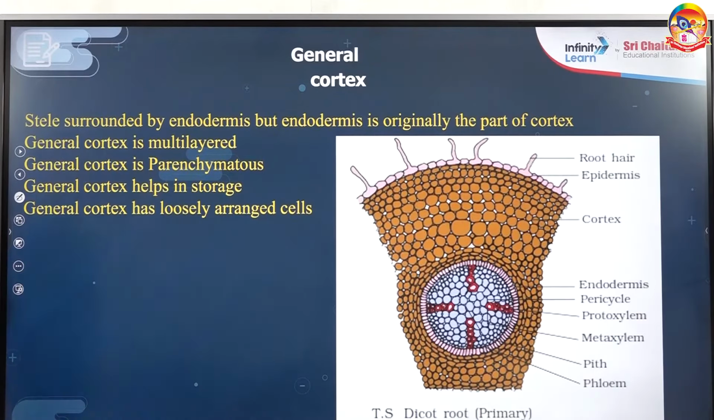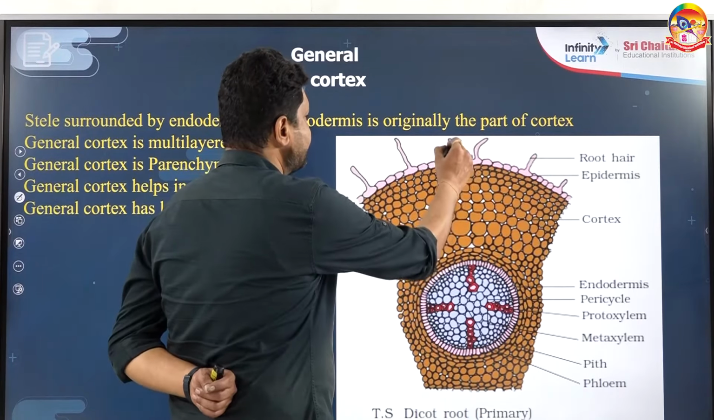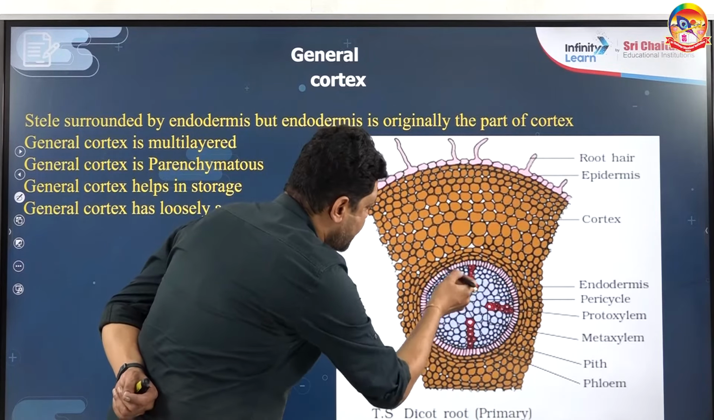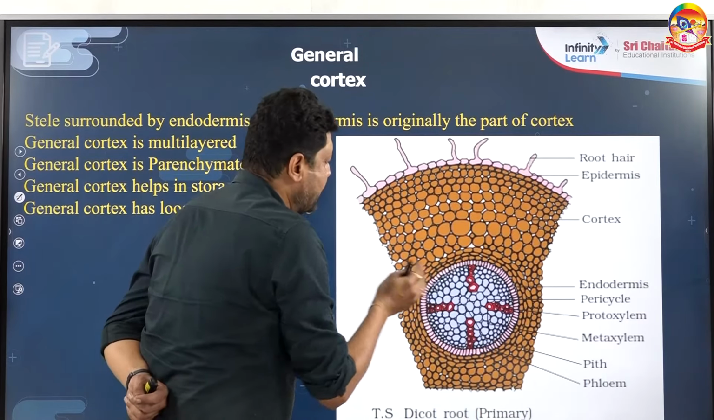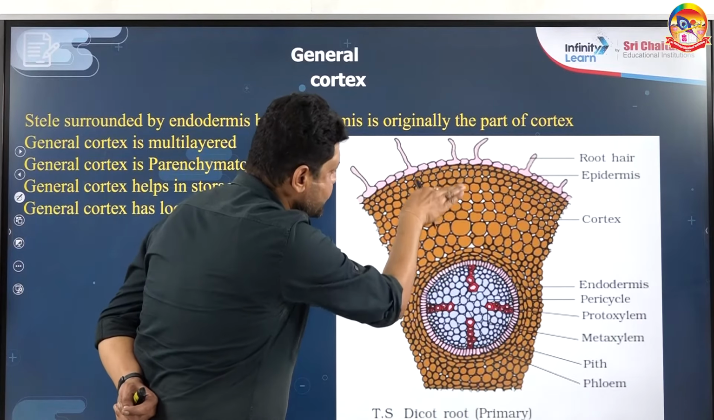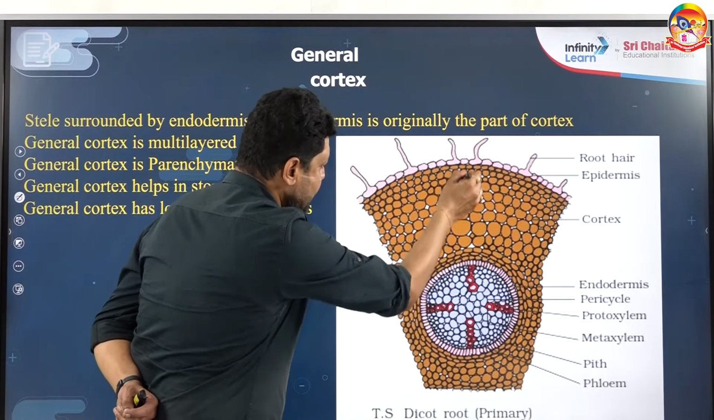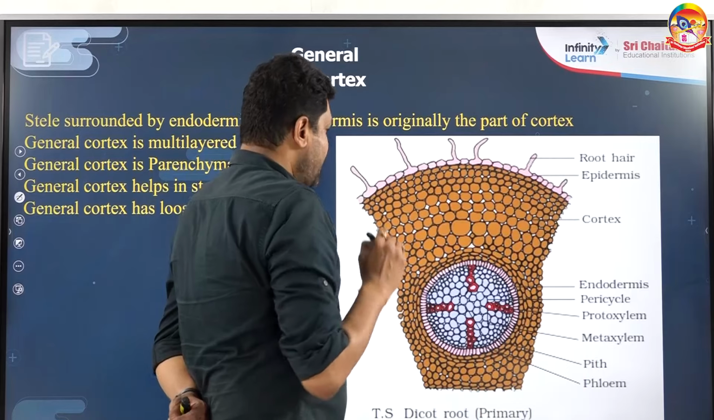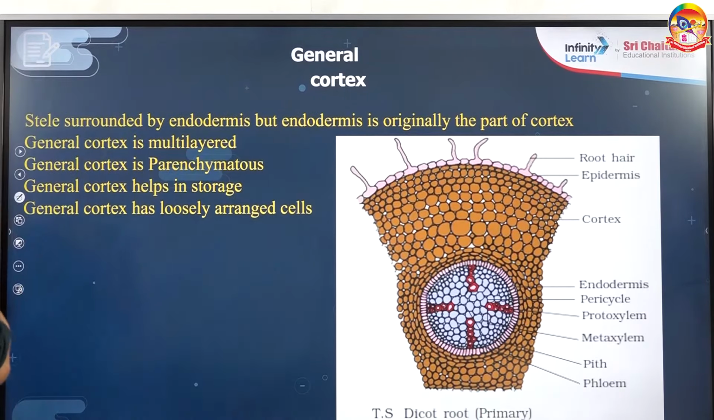So this is the general cortex. As I told you, students, this is epidermis. Some of the epidermal cells show root hairs. And this is pericycle, the pink color layer. Pericycle is the outermost layer of the stele. And this is general cortex. General cortex is generally parenchymatous, several layers of loosely arranged parenchyma. The parenchyma here in general cortex helps in storage of food materials.